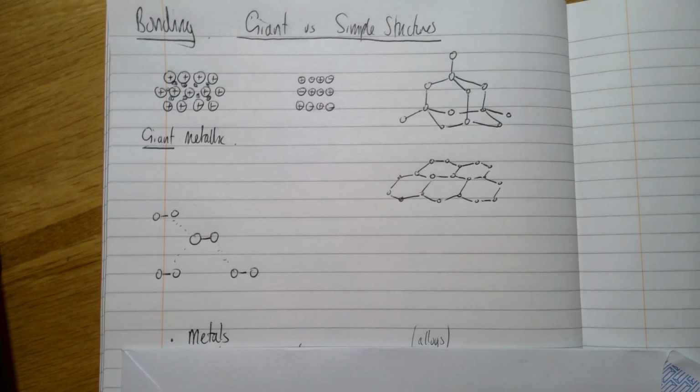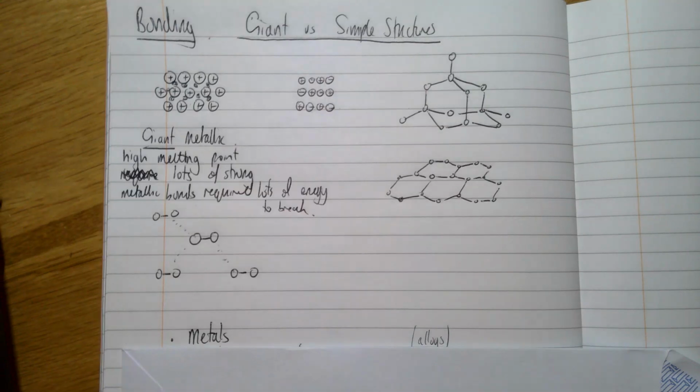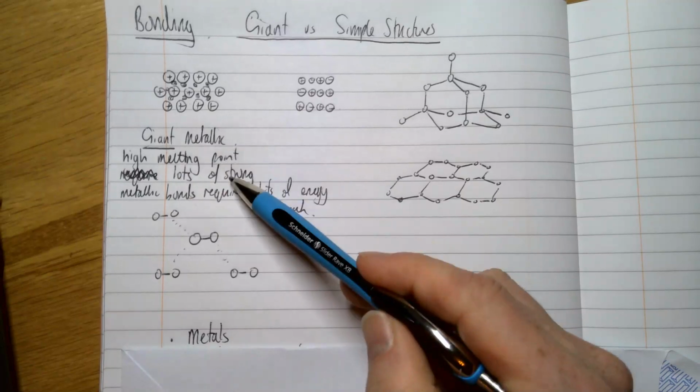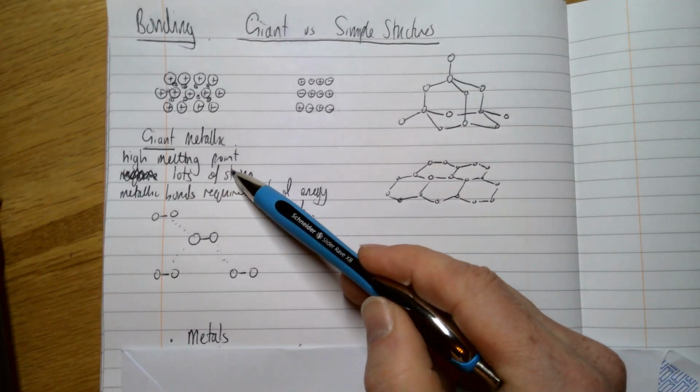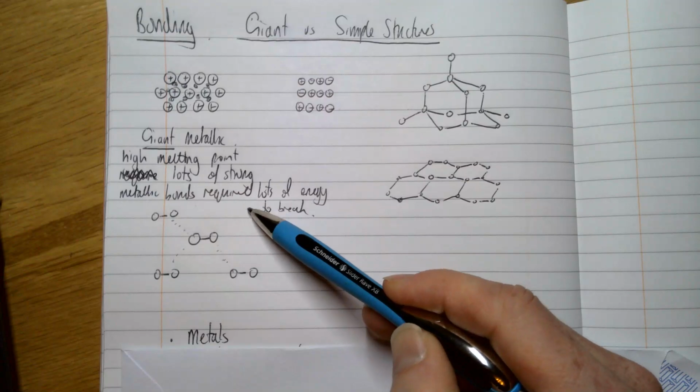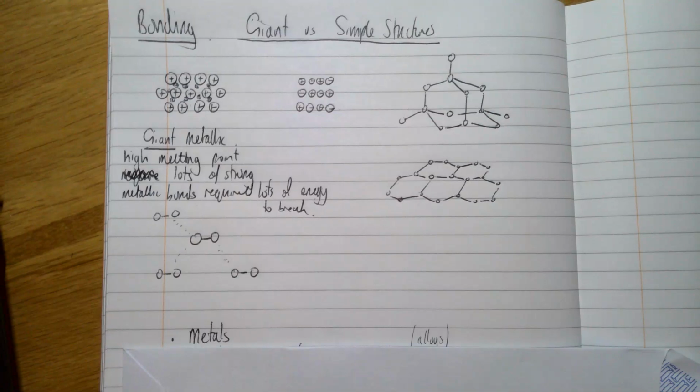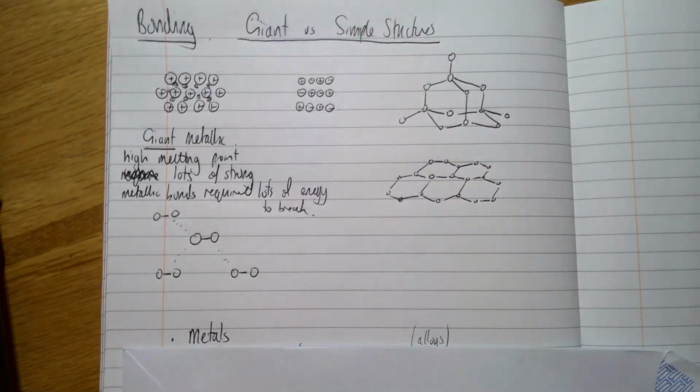So relatively speaking, all metals have high melting points. And what you would say is because they have lots and lots of strong metallic bonds that require lots of energy to break. So forgive my writing there, but what I've said there is high melting point, lots of strong metallic bonds require lots of energy to break. So we're going to get full marks when we're describing a metal. And we'll look at the detail of metallic bonding another time.